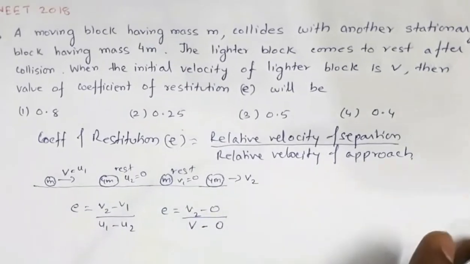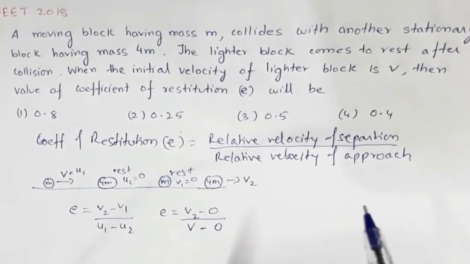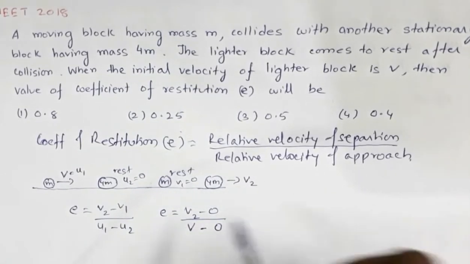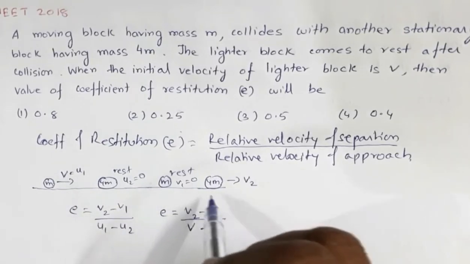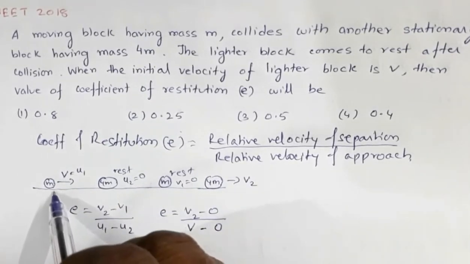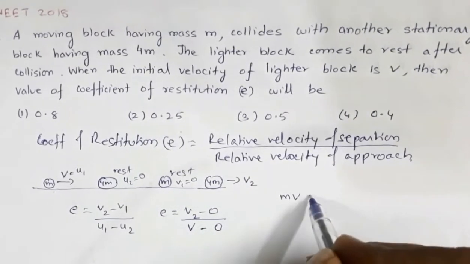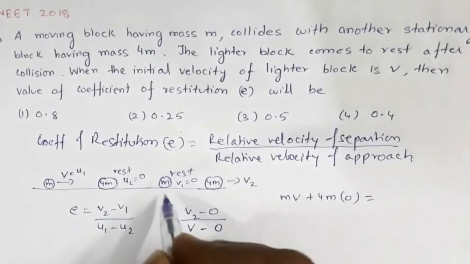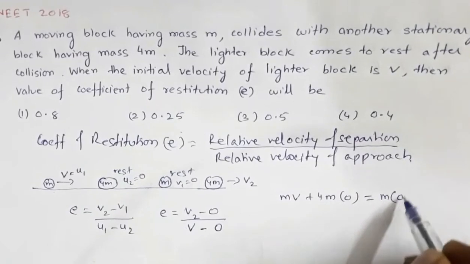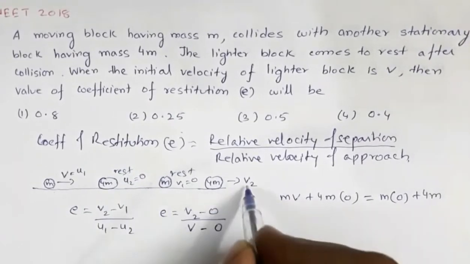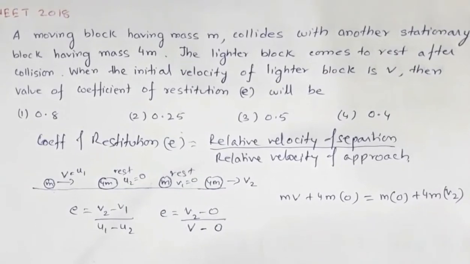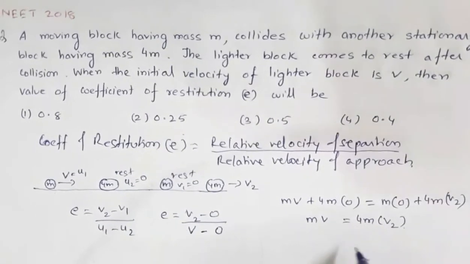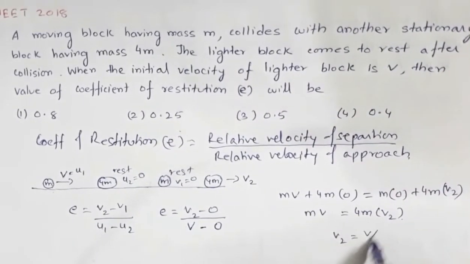Now in all types of collisions, whether it is elastic collision or inelastic collision, momentum is always conserved. So total momentum before collision is equal to total momentum after collision. What is the total momentum before collision? It is m times v plus 4m times 0, because this is at rest, and this is equal to m times 0, since this is at rest, plus 4m times v2. So m v is equal to 4m v2, which gives v2 equal to v by 4.